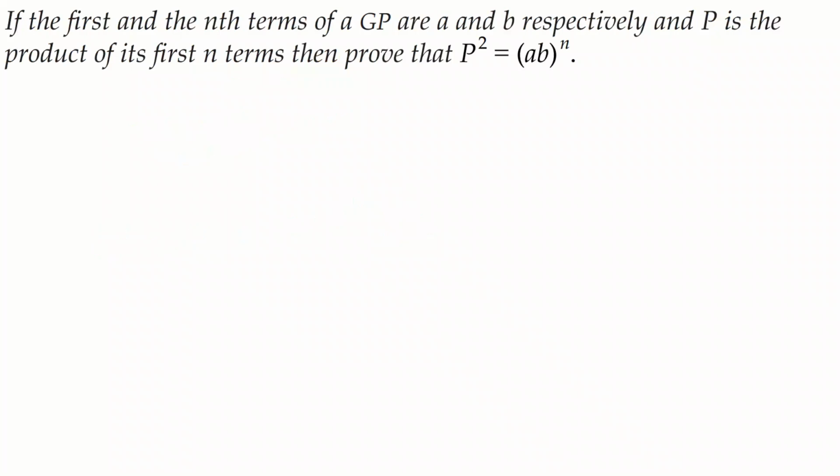If the first and the nth term of a GP are a and b respectively, and p is the product of its first n terms, then prove that p squared is equal to ab whole to the power of n. Okay, so we are given that the first term of the GP is a and the nth term is b. So Tn is equal to b. By default we take the first term to be a only, so there's no problem in that. So nth term is b, that means a times r to the power of n minus 1.